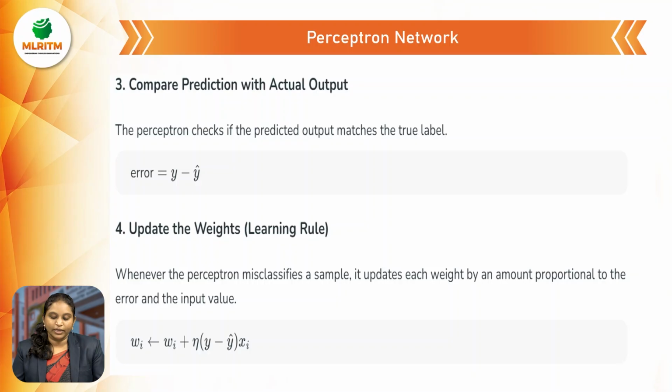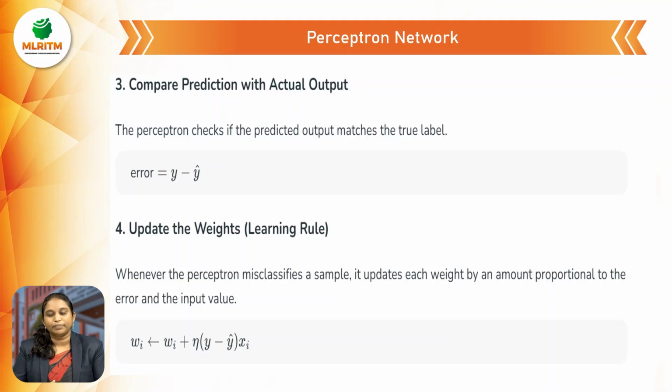Third one is compare prediction with the actual output. Nothing but the perceptron checks if the predicted value matches with the true label. Nothing but we can say it is an error. So fourth one is update the weights. Nothing but taking of the learning rule.